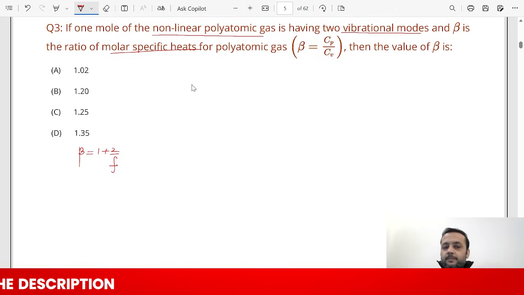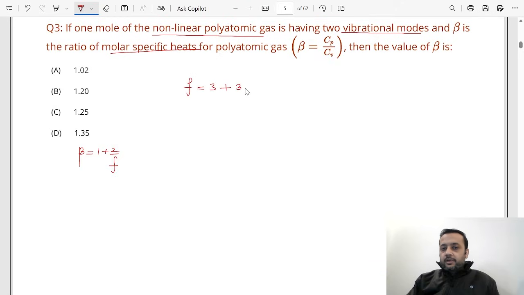Now for a non-linear polyatomic gas, we have 3 translational degrees of freedom, 3 rotational degrees of freedom, and the question is saying that it has 2 vibrational modes, which means 4 vibrational degrees of freedom, because for one vibrational mode you have 2 vibrational degrees of freedom, which is why for 2 vibrational modes we will have 4 vibrational degrees of freedom. So this will become total 10, and hence this will become 1.2. Let us see the next question.